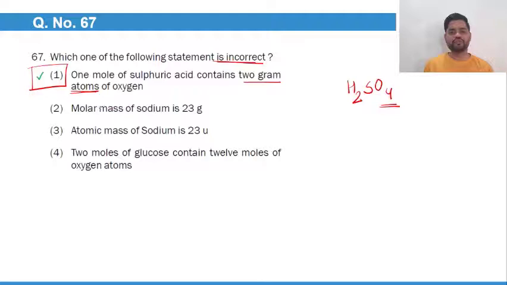Rest all are true. If you'll see, molar mass of sodium is 23 gram, true. Atomic mass of sodium is 23 unified mass, true. 2 moles of glucose contain 12 moles of oxygen atoms, that is also true. Because 1 mole consists of 6 oxygen and 2 moles consists of 12.